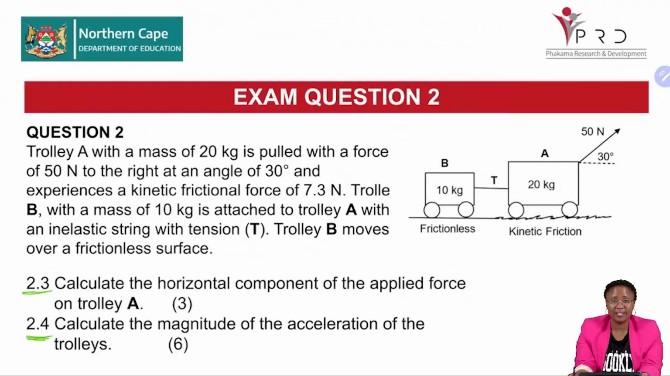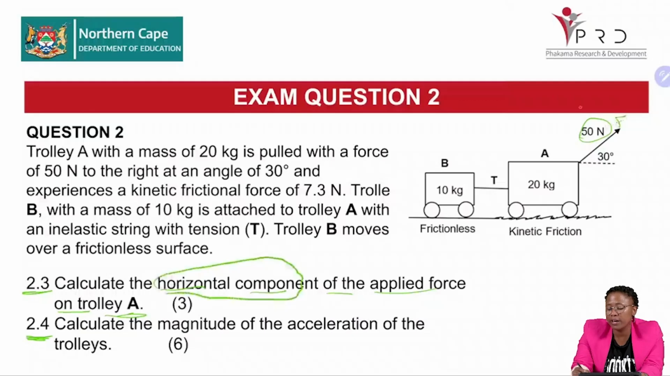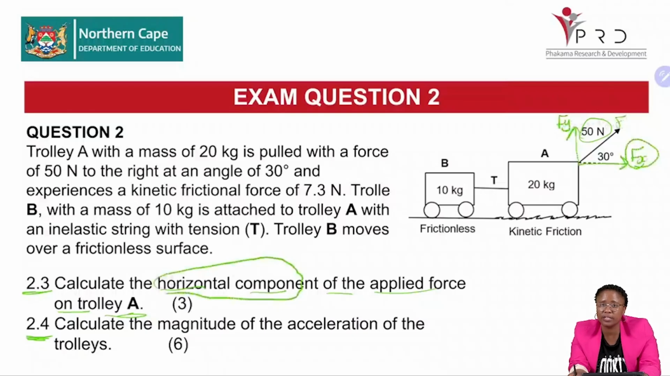Okay, guys, let's see if we can do it together now. 2.3 says, calculate the horizontal component of the applied force on trolley A. So on trolley A, we have the 50 newtons. They want us to calculate the horizontal component. Remember, that is force F. When we break it down into components, there are two components that we are going to have, the Fx component and the Fy component. So the question wants us to calculate the horizontal component, which is Fx.